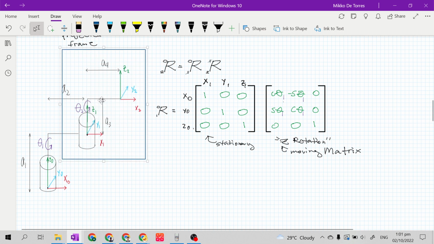Okay, R12. If you notice, class, the frames from frame 0 up to frame 2 are the same. The axes of each frame are pointing to the same directions. So it means that R12 is the same as R01. This is only true in this design of mechanical manipulator.